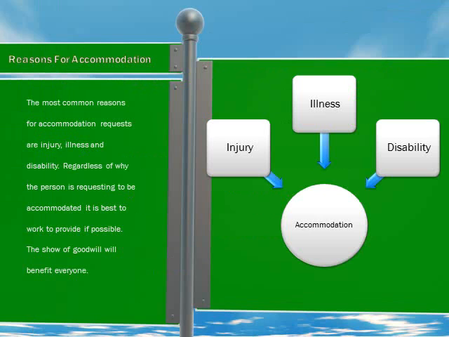Reasons for accommodation. The most common reasons for accommodation requests are injury, illness, and disability. Regardless of why the person is requesting to be accommodated, it is best to work to provide if possible. The show of goodwill will benefit everyone.